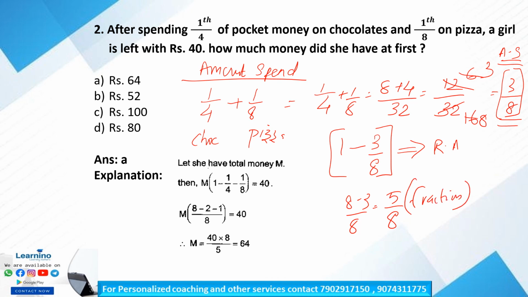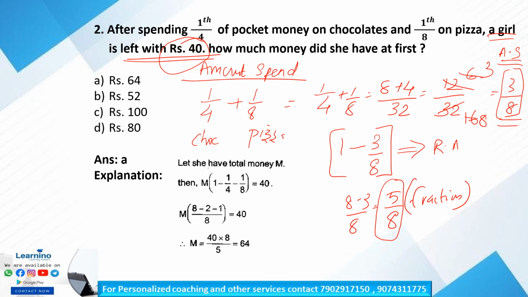In our question it is given in terms of rupees. That is, a girl is left with rupees 40 finally. So in our question we have been given an integer form, or a rupees format. A girl is left with rupees 40 with her. Here, from the data in the question, we got the fractional term of the remaining amount.